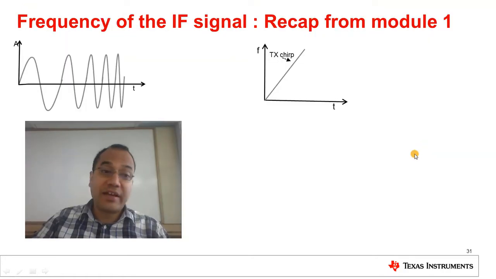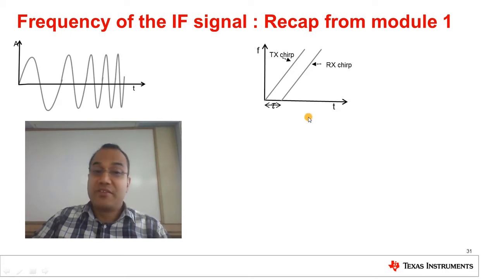Let us quickly recap some material from Module 1. We saw that an FMCW radar transmits a signal called a chirp, which can be represented using a frequency versus time or FT plot as shown here, or equivalently using an amplitude versus time or AT plot. Focusing on the FT plot, we saw in Module 1 that the radar receives a reflected chirp from an object after a round-trip delay of τ.